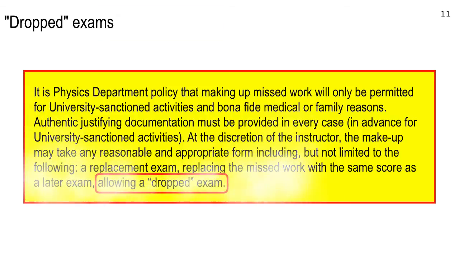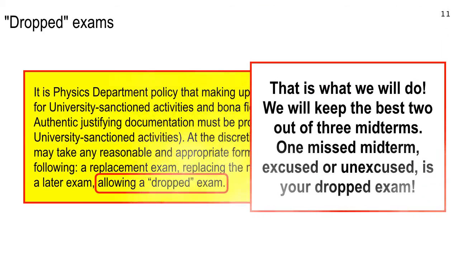Now, I want you to circle this part where it says allowing a dropped exam. And circle that, because that is what we will do. We have 3 midterms on the schedule. And I will keep your best 2 out of 3, and I'll drop your low grade if you take all 3.